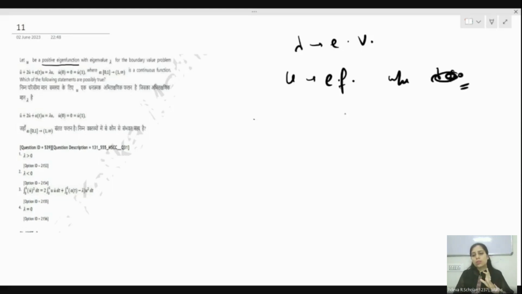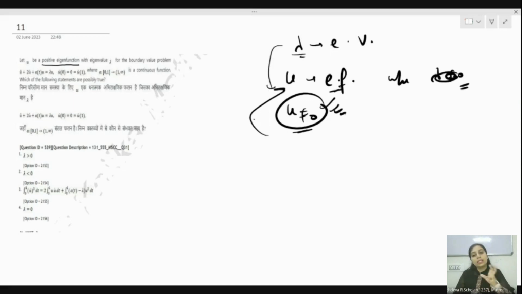Lambda is 0 also. Wait, u should be non-zero. We want non-trivial. If it is non-trivial, then we can say it is an eigenfunction. Many of you may be unclear about this, but the eigenfunction will exist only if u is non-zero. If we get a non-zero solution for the given eigenvalue, then it will become the eigenfunction. So it should be non-zero.